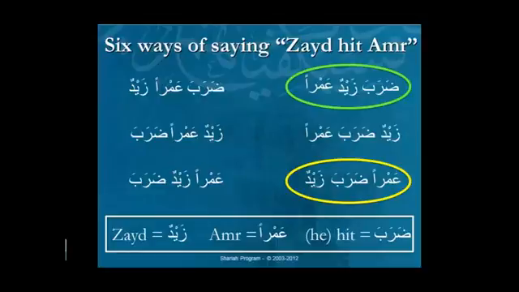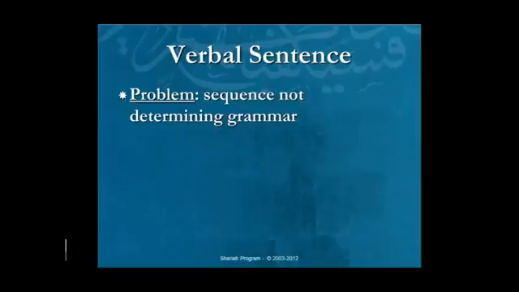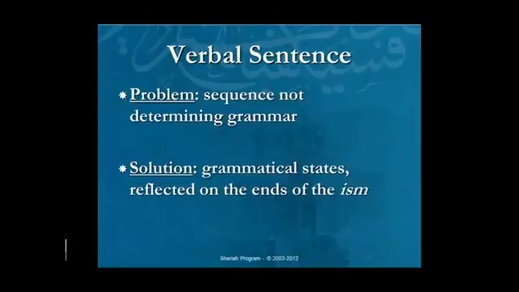Okay, let's continue with this. Let's proceed. So in verbal sentences, sequence does not determine grammar. So how do we determine it? We determine it by the endings. So Zayd has a particular ending and Amr has a particular ending, and it's by this ending we know Zayd's the doer, and it's by this ending we know that Amr's the object. Now it doesn't matter which one's first and which one's second. So the problem is sequence not determining grammar, and the solution is the grammatical states.